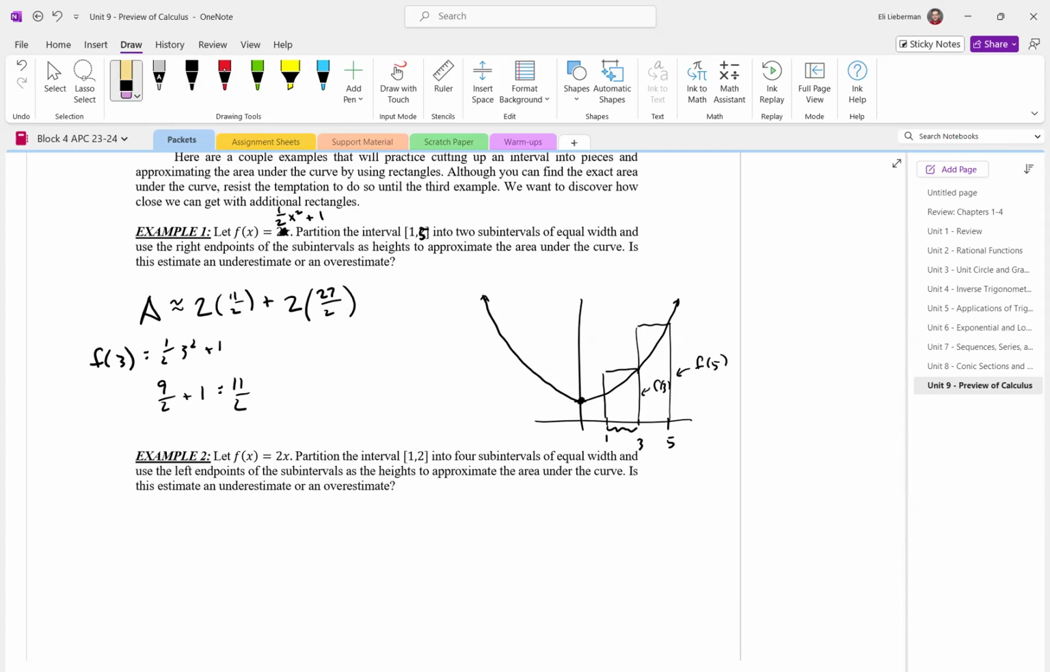If we would have been doing heights defined by the left endpoint of each interval, then it would have ended up being f of 1 and f of 3, and then we'd leave f of 5 alone. That's what you need to do.